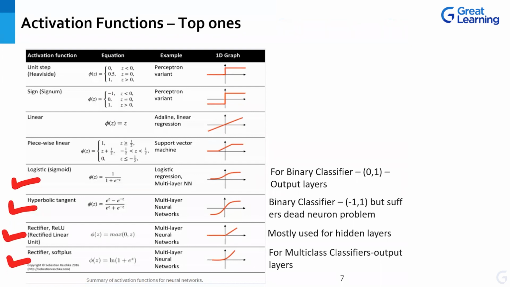Now in linear, the slope was always constant, so there was nothing to worry about. But in logistic, if you remember, we were taking the slope of the sigmoid curve, and the slope was becoming flat at the edges. So what happens? The convergence takes time. How does it create a problem?